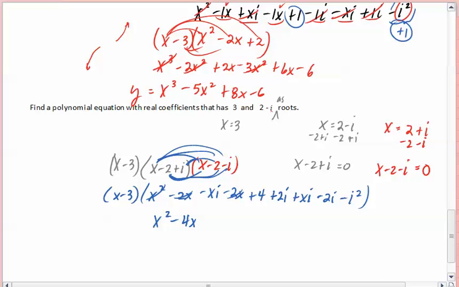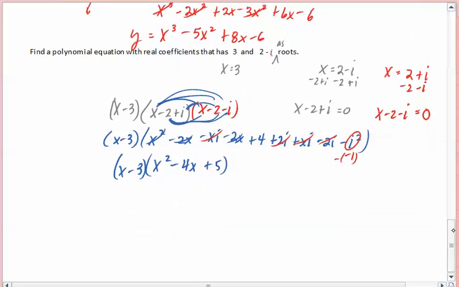Let's see, what do we have here? We have that, goes away with that. You notice the i's are going away. If the i's don't go away, we have a problem. We really do have a problem. So minus a negative there is going to be plus, so we're going to get a plus 5. Alright, so now let's multiply that, and we're just about finished.